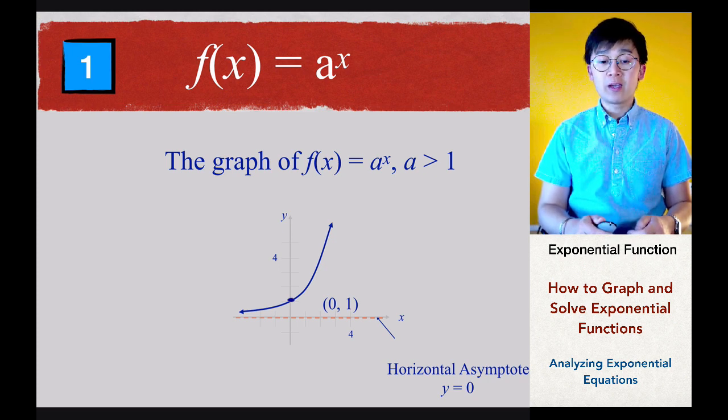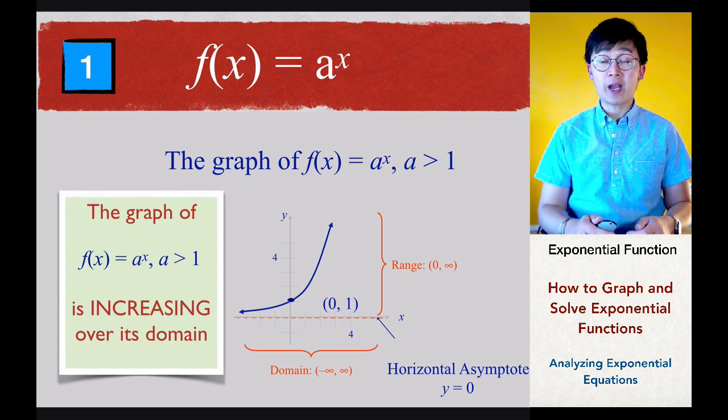So ito yung general graph ng function na a to the x, na kung saan ang domain ng ating function will be all real numbers, which means negative infinity and positive infinity, at yung range of values naman natin would be from 0 up until the positive infinity. So ito ang behavior ng mga function or exponential function of the form a to the x.